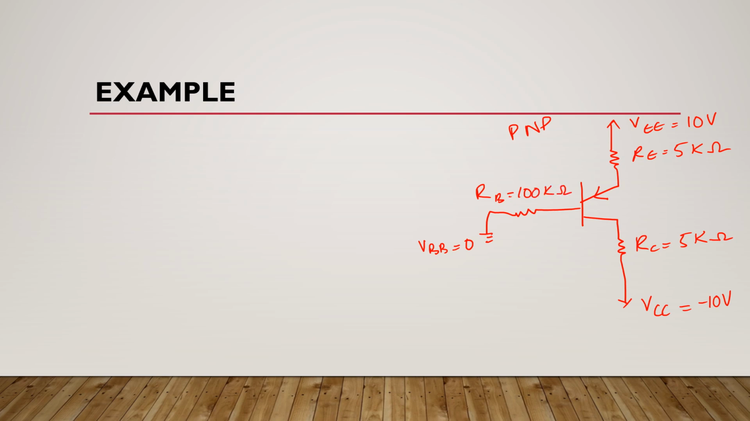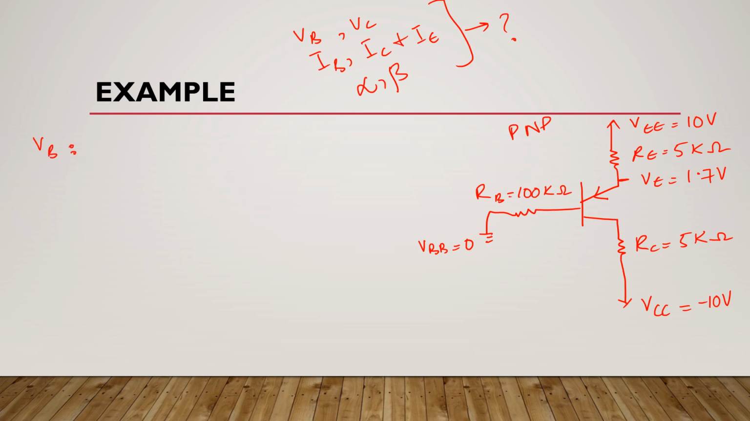Okay, now if this VE here is 1.7 volts, you have to find VB, VC and all terminal currents, that is IB, IC and IE, and also alpha and beta. It means all these terms are unknown here. So how are you going to start your analysis? First we'll find nodal voltage of base, that is VB.